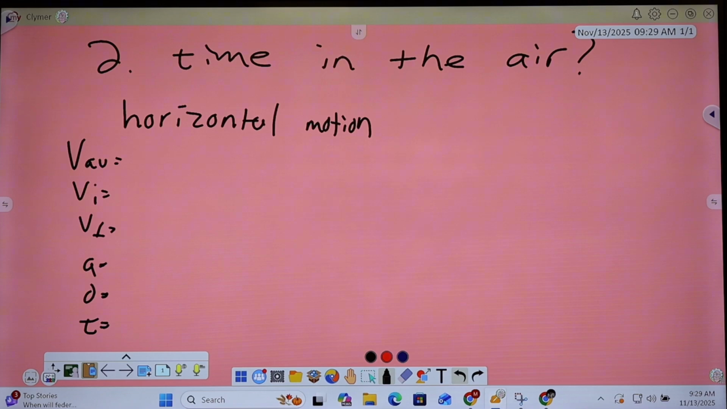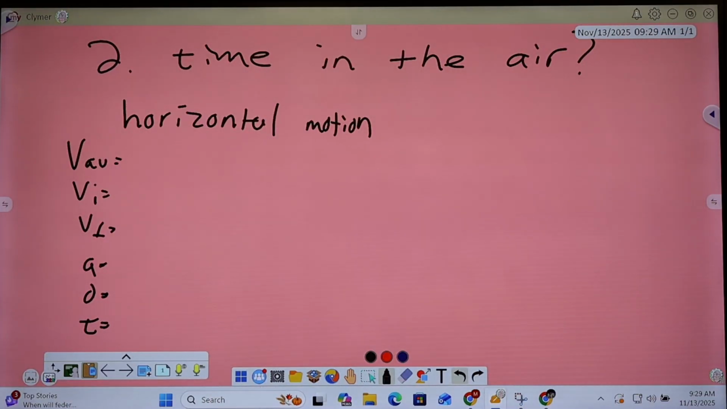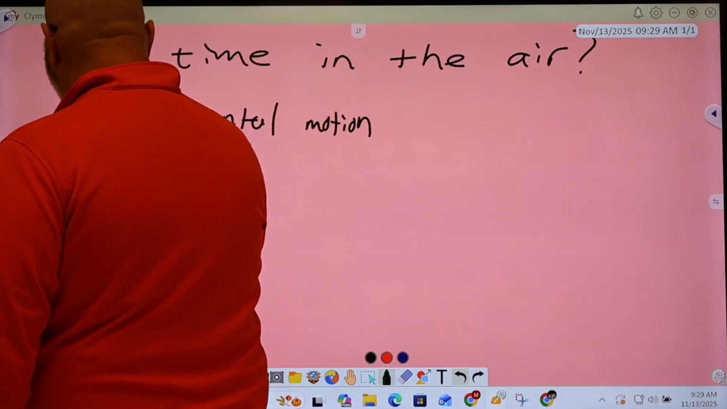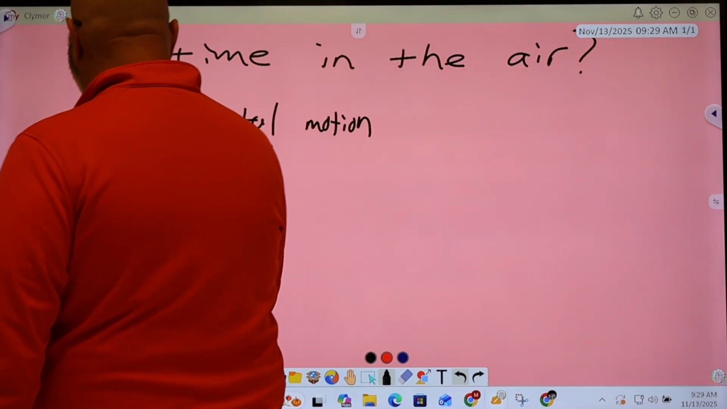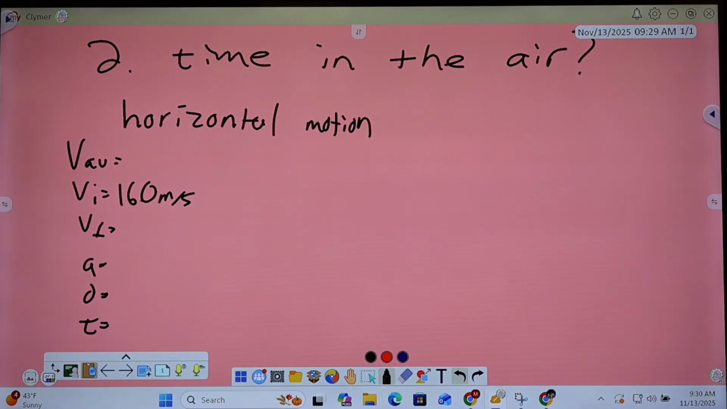So what do we know? Can we fill in any of these blanks? Let's start with that. Okay, initial, we solved for what? How much was it? 16. Okay, right off the foot. Your initial motion in the horizontal direction was 16.0 meters per second, okay? What else? Final is 16.